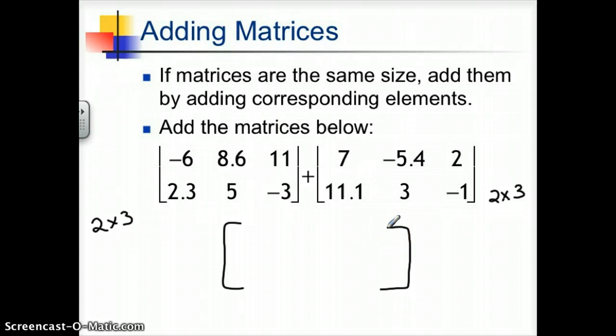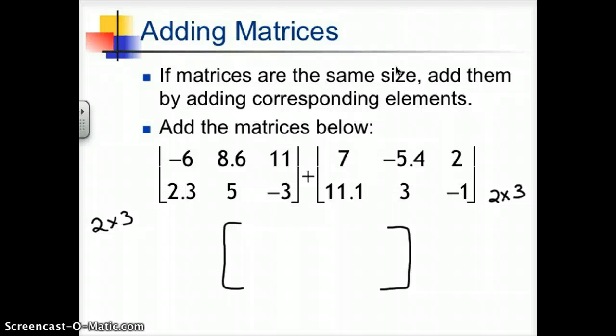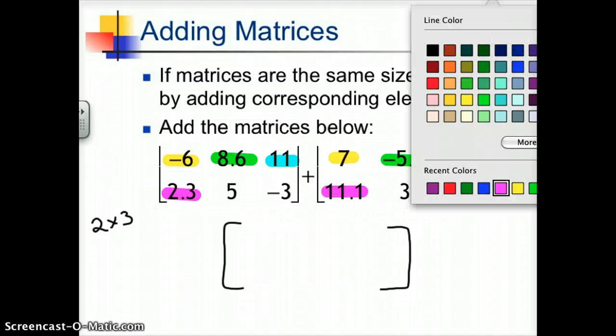To figure out what's going on here, we're going to look at elements that are in the same location. So to find my answer in the top left of my matrix, I'm going to add -6 and +7. For the next one, I'm going to add 8.6 and -5.4. Then I can add 11 and 2, and I'm going to add 2.3 and 11.1. So you can kind of get the pattern that I'm doing here.